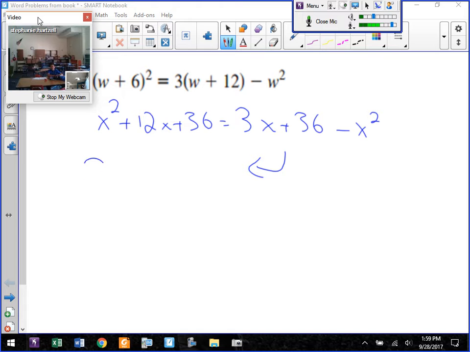By doing that, I get 2x squared plus 9x is 0. Okay? Now, I don't have a trinomial, but I still have a quadratic. What's the first rule of factoring? Greatest common factor.